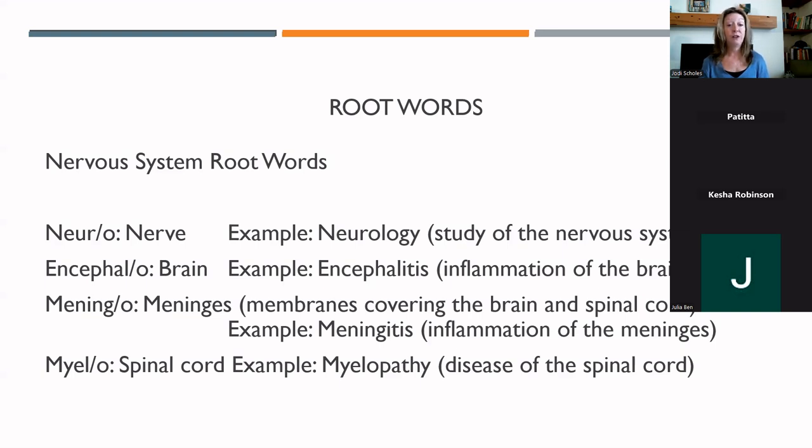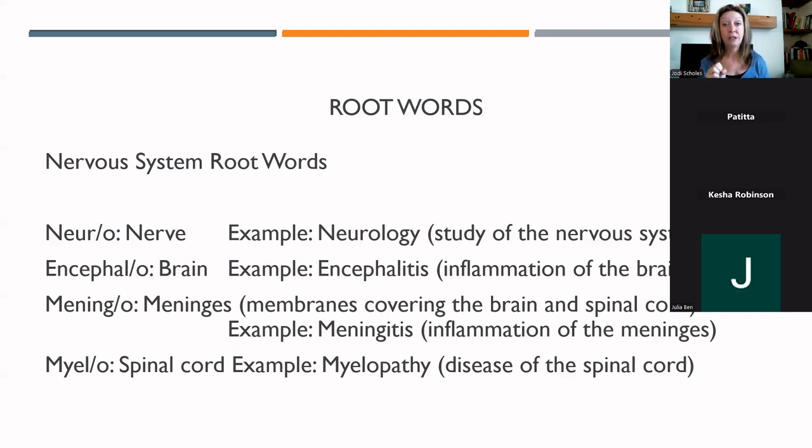So it's still a neurological problem because it has to do with the nerves. Encepha, you might have heard of encephalitis. That is inflammation of the brain, encephalitis. Meninges, that's the membrane sheath that covers the brain and the spinal cord to protect it. And meningitis is an inflammation of the meninges, that membrane covering of the brain and the spinal column.